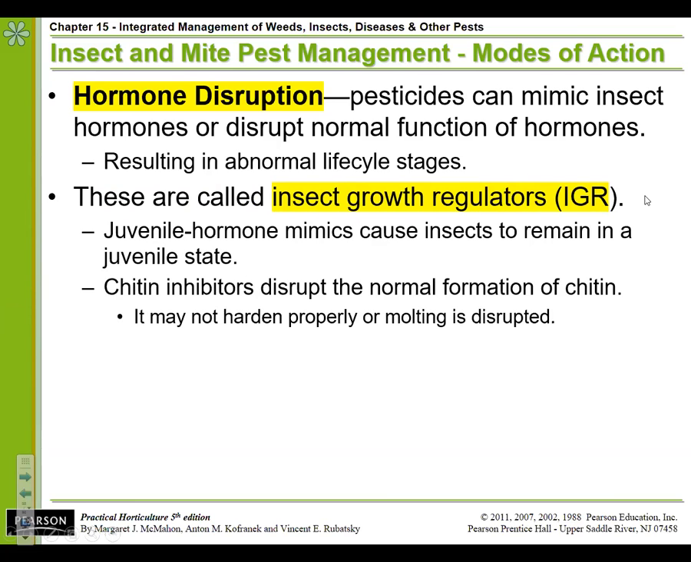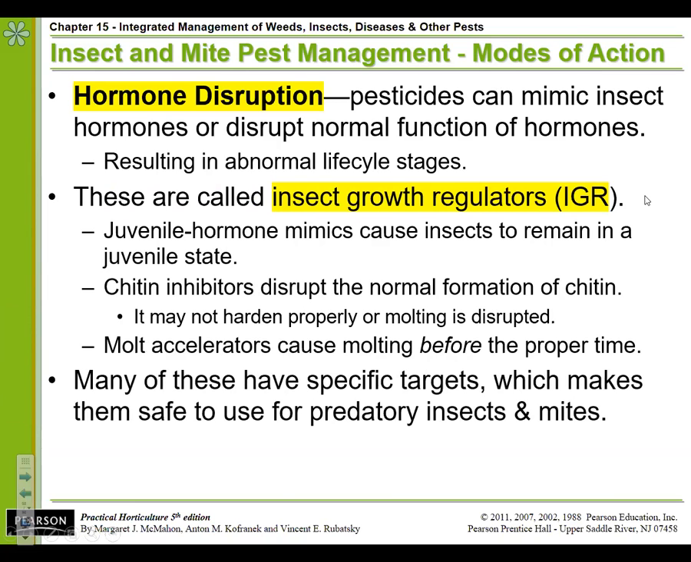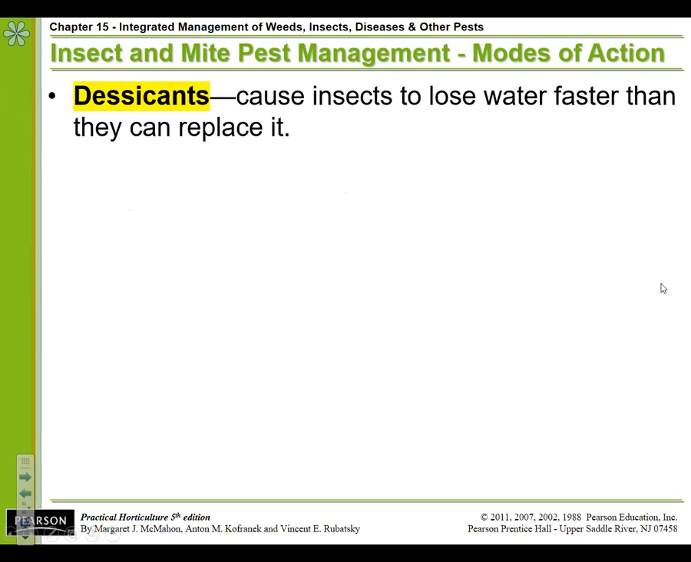Some of them will keep them in a juvenile state. Some of them will prevent them from being able to molt. Some of them will prevent them from being able to lay eggs. And many of these have specific targets, which allows them to be used in conjunction with some biological controls too. We can also use pheromones. A couple of different ways to use those. One, to disrupt the ability for the insects to communicate with each other and to mate, or also as a trap, as a bait, to get them to come in and then apply a pesticide in just one place.